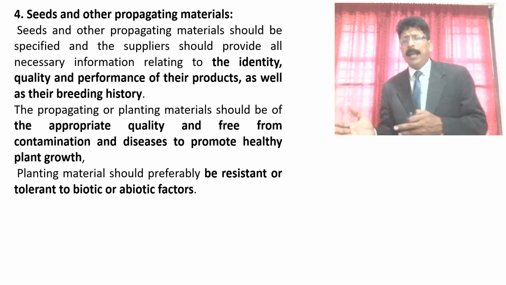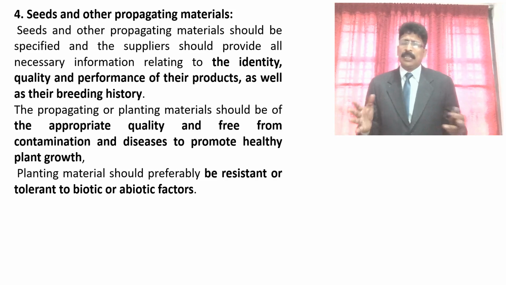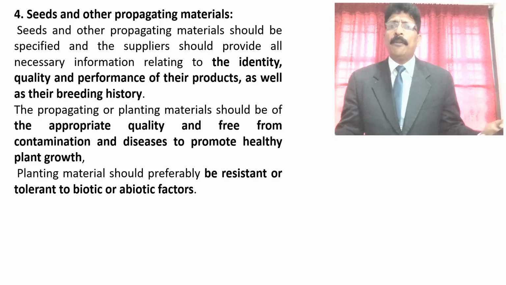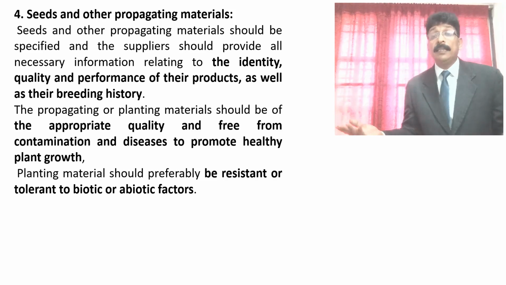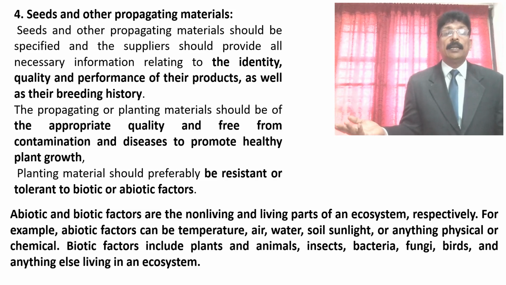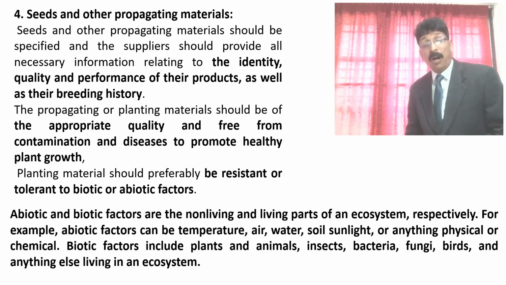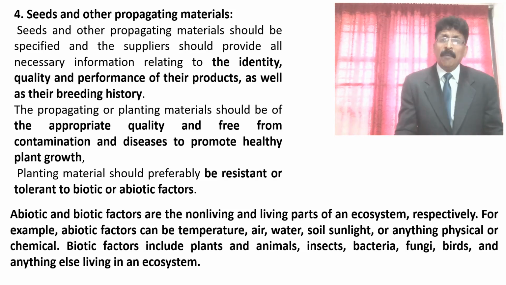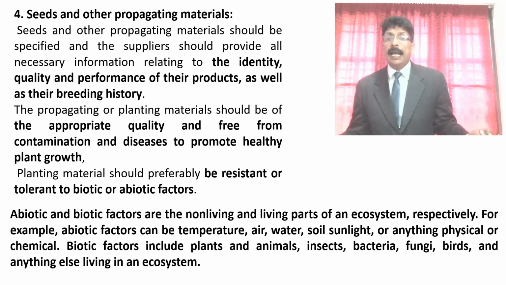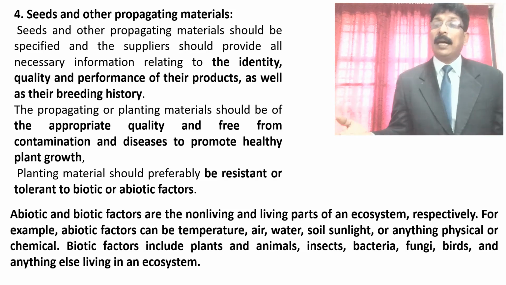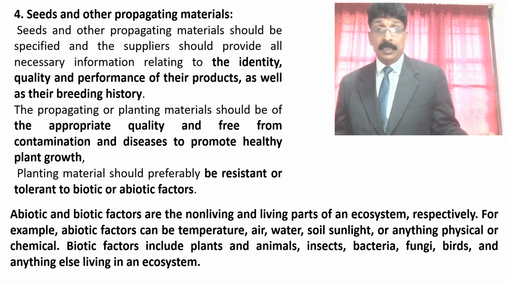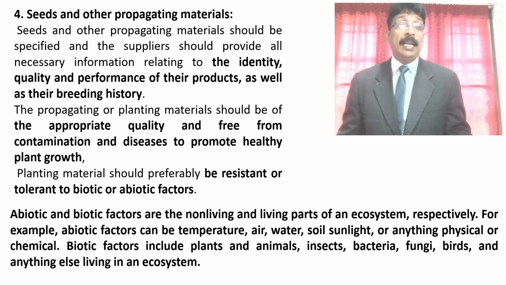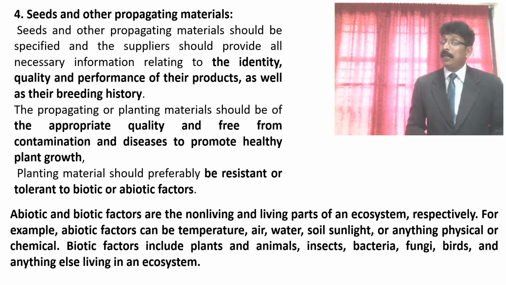Abiotic factors and biotic factors: you know very well that biotic means related to living organisms. Abiotic factors like air, light, sunlight and temperature come under non-living. Abiotic and biotic factors are the non-living and living parts of the ecosystem respectively. For example, abiotic factors can be temperature, air, water, soil, sunlight and other physical or chemical substances. But biotic factors include plants, animals, insects, bacteria, fungi, birds and anything else living in an ecosystem.